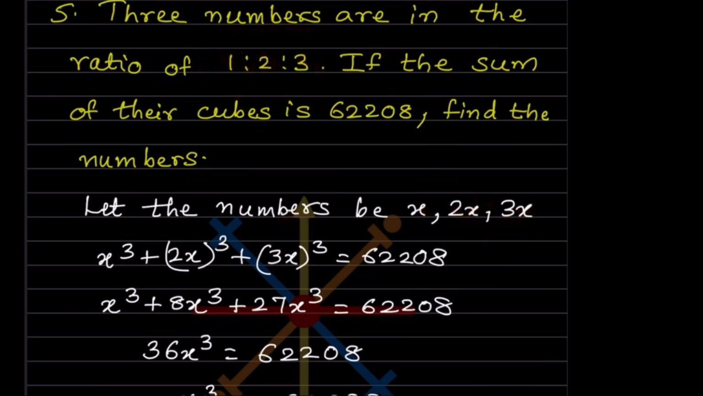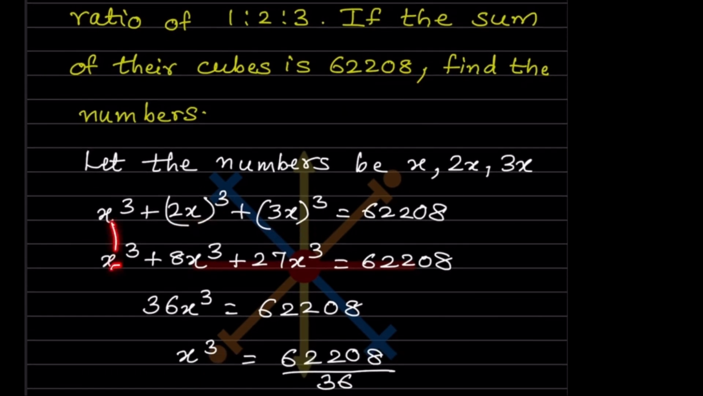So now they said the sum of the cubes means x cube plus (2x) cube. But now here the bracket is important. Why? Because this cube is for this number as well as this one. So the bracket here is important. If you just write 2x cube, this is wrong. So the bracket is important over here. Again here the same, (3x) cube, because this cube is for this number as well as this number. So you have to keep this in mind. So this will be 62208.